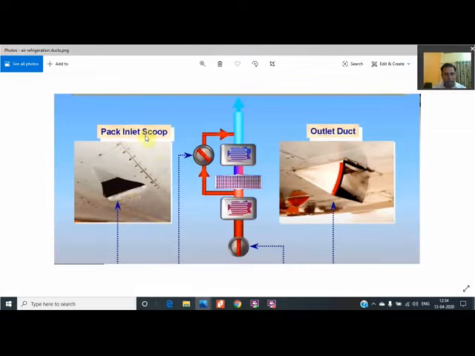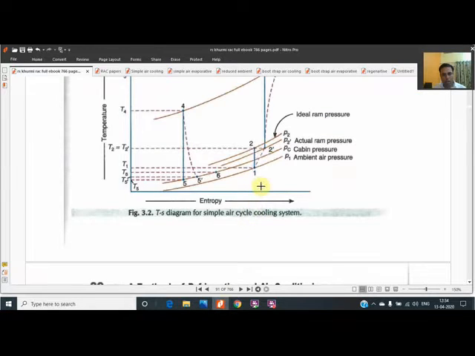This is the pack inlet scoop from where the air is taken, because if the aeroplane is flying at very high velocity, means if it is flying at sonic velocity, speed of sound, then what will happen? The air outside will be at the same velocity. If such a high velocity air is stopped by this duct, because you are collecting the air from this duct, and this is the outlet duct. If you are collecting the air from this inlet duct and this air is being taken inside, all the air's kinetic energy will get converted into pressure and temperature. That's why a slight pressure and temperature rise is there.